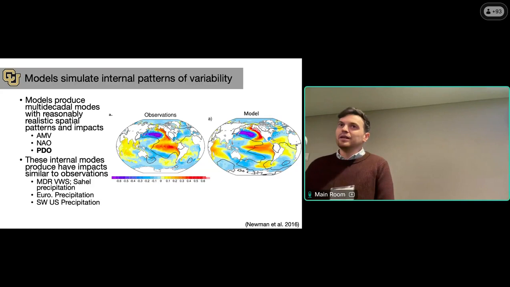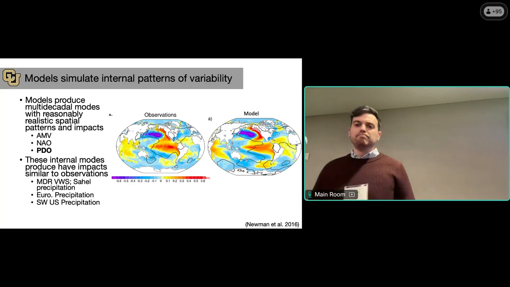These modes are also associated in models with impacts that look somewhat like the real world. For example, with the AMV, if you regress precipitation onto the AMV index, you get a Sahel rainfall signal, something that we'd like to see. Similarly, for the NAO, you get something that looks like the right precipitation trends over Europe. And for the PDO, as Fabio already pointed out today, you get a connection to rainfall in the Western US.